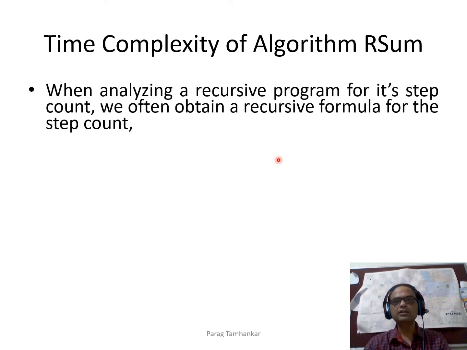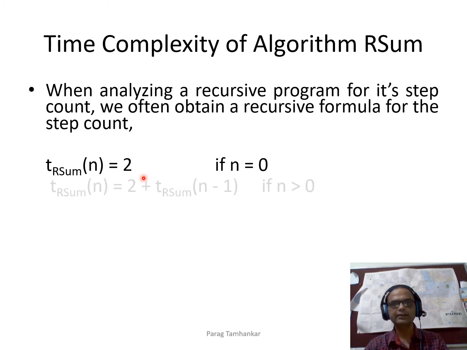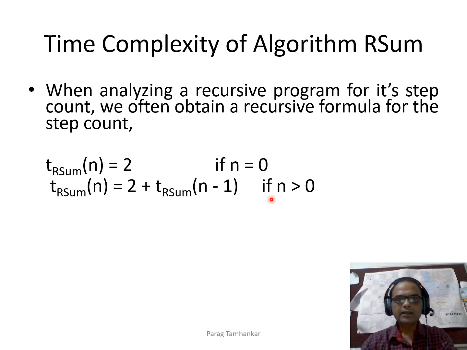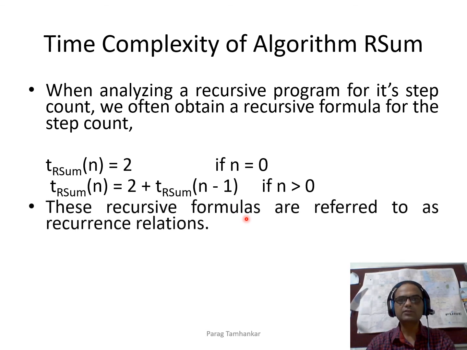When analyzing a recursive program for its step count, we often obtain a recursive formula for the step count. So the time required for r sum on input size n happens to be 2 if n is 0. We know that if n is 0, the condition costs 2 and we return 0, no more recursive calls. So the time complexity is 2 units. And if n is greater than 0, then the time required for this same algorithm would be 2 plus t r sum n minus 1. In the previous slide we discussed it is 2 plus x. So what was x? x was the time required for r sum on input size n minus 1. These recursive formulas are also called recurrence relations.